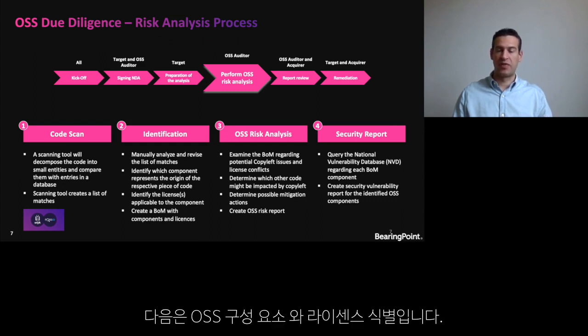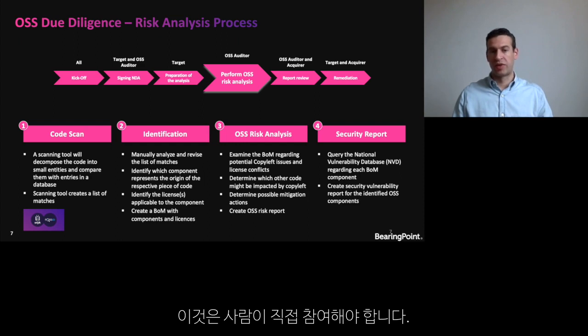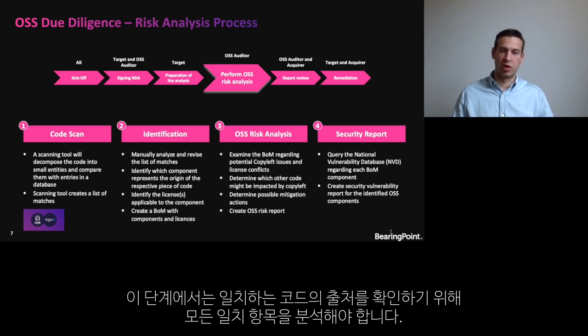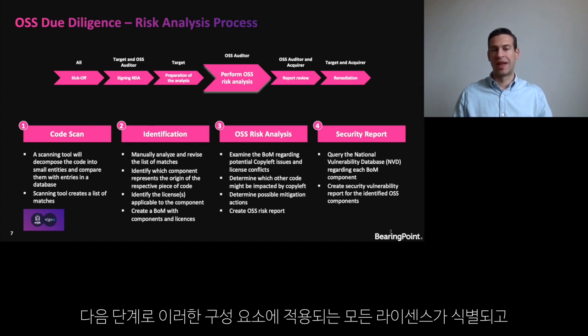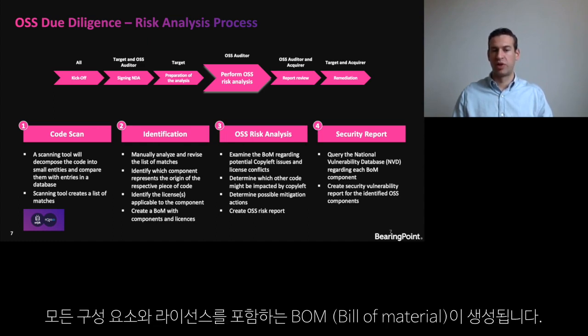And then there comes the identification of the OSS components and licenses in the next step. This process is done in a manual way. What you do here is, all matches need to be analyzed to determine the OSS component where the matched code originally comes from. And as a next step, all licenses that are applicable to these components will be identified. The bill of materials will be created, which includes all components and all licenses here.